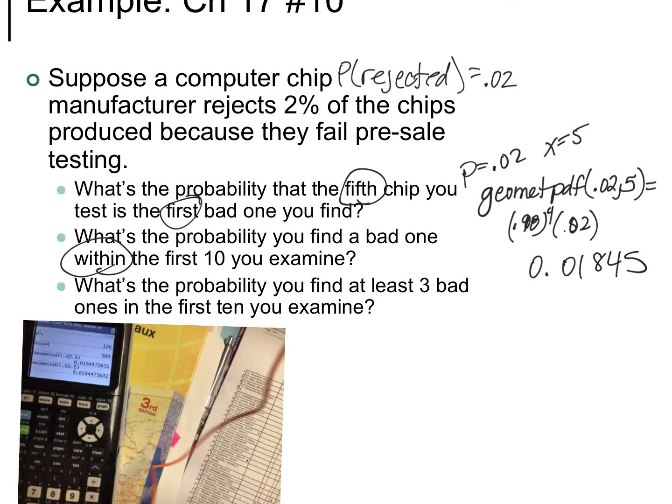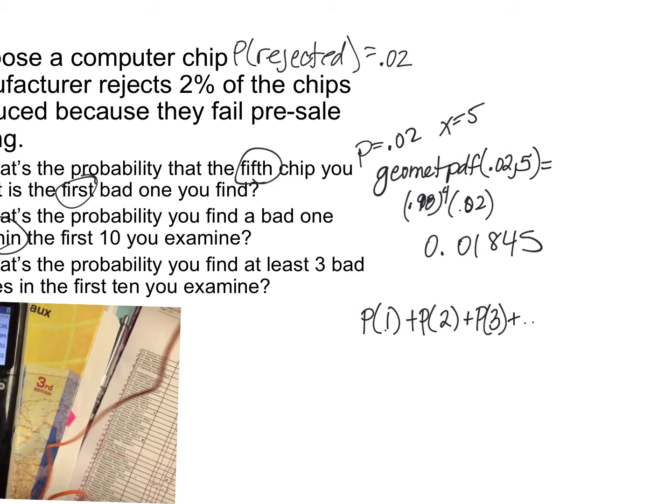The second question is, what's the probability you find a bad one within the first 10? That means it could be our first one, plus it could be our second one. So the first bad one is the first one we find. The first bad one is the second one we find. The first bad one is the third one we find, all the way up to the possibility that it's the 9th one or it's the 10th one. So that the first bad one is among the first 10 that we find. So we are adding this up.